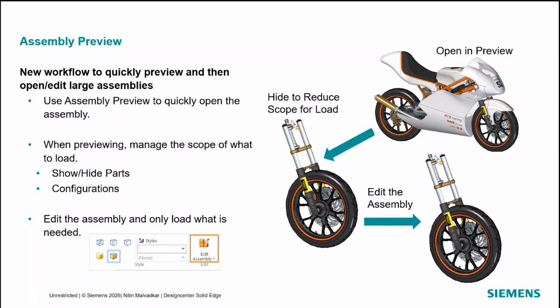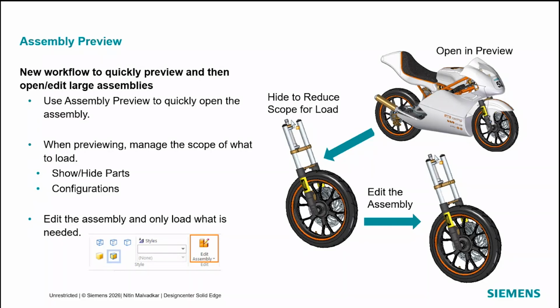Just to reiterate, the assembly preview workflow allows users to open an assembly quickly. They can easily hide or show parts within it using display configurations, and users can decide the scope of what actually needs to load before editing. After previewing, they can switch directly to edit assembly. Once you click on edit assembly, it's going to load only the selected components.